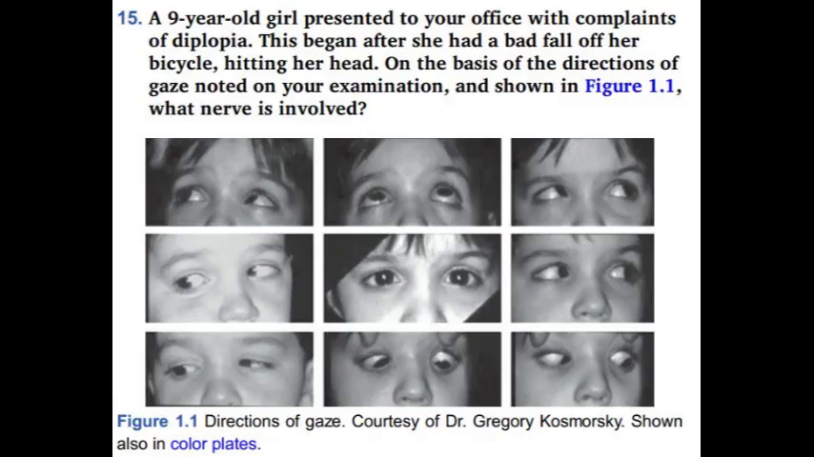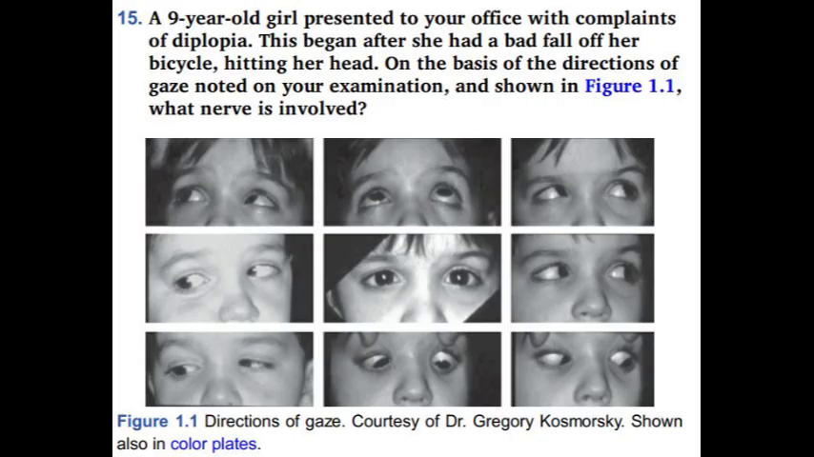So we have a very interesting question or set of questions. It says a 9-year-old girl presented to your office with complaints of diplopia. This began after she had a bad fall off her bicycle, hitting her head. On the basis of the directions of gaze noted on examination and shown in figure 1.1, what nerve is involved?